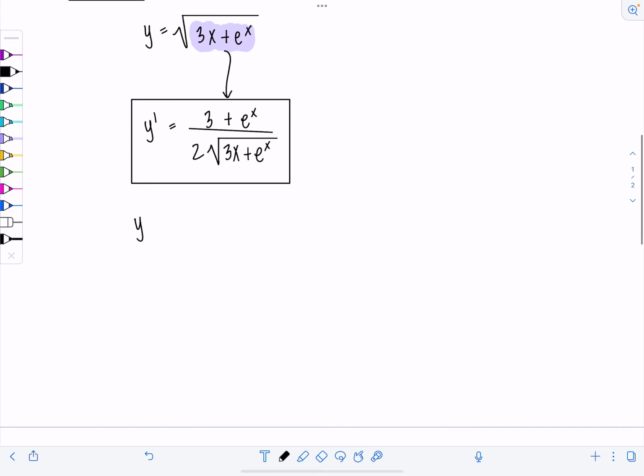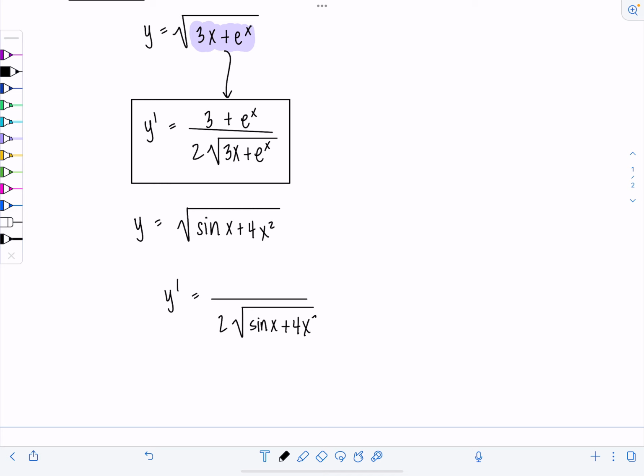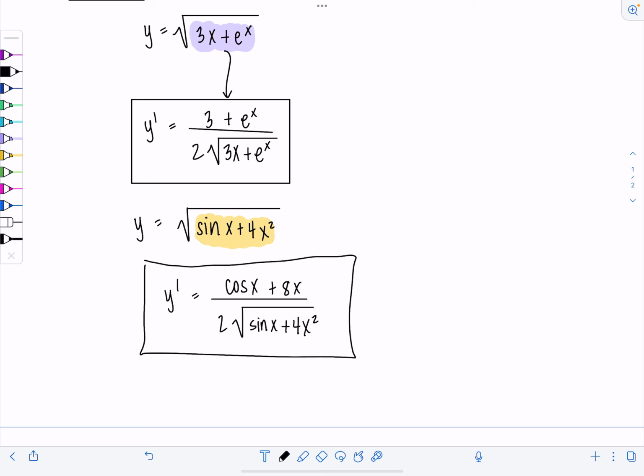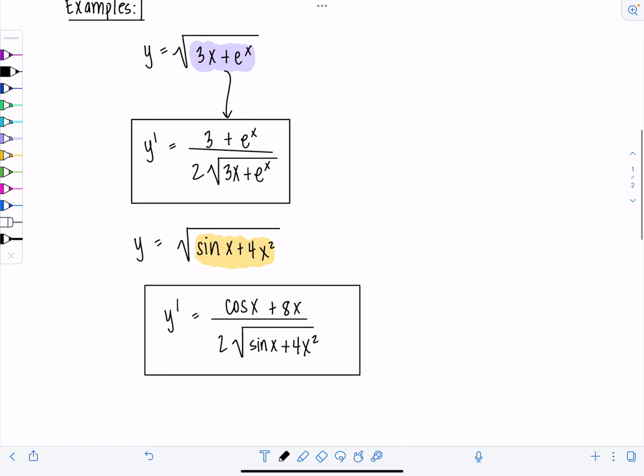Say you had something like y equals rad sine of x plus 4x squared. Same deal. Y prime would be, you put 2 times the original radical expression in the denominator, and then the derivative of the radicand, the stuff underneath the radical, goes in the numerator. So the derivative of sine x is going to be cosine x, and then the derivative of 4x squared is 8x. And you're done. Why is this the case? I'll show you right now.